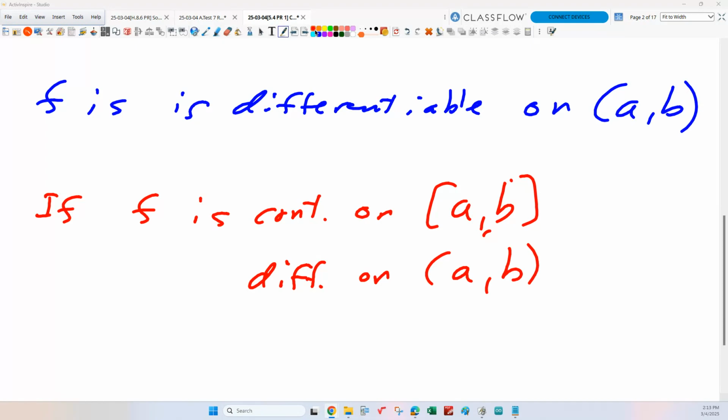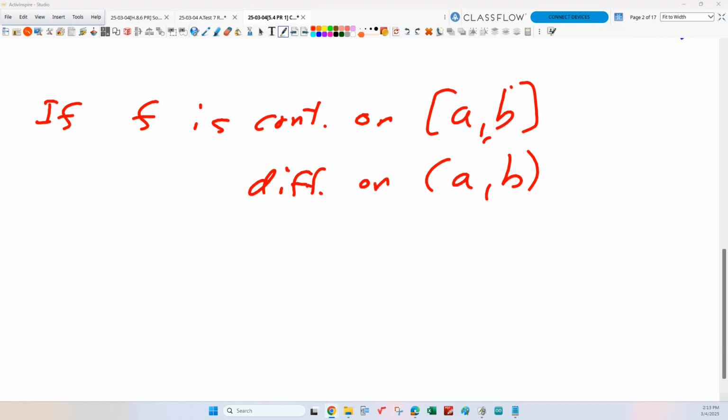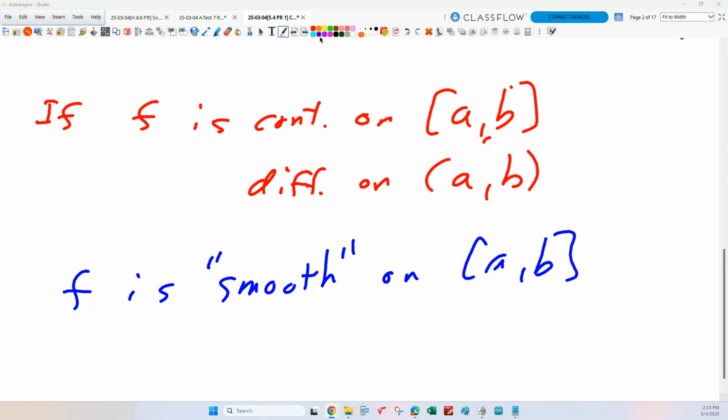Continuous means I can draw it without picking my pen off the board. Differentiable means the derivative exists, so there's no sharp corners. The combination of those things is, we could say instead, f is smooth on A to B. Doesn't that make sense?